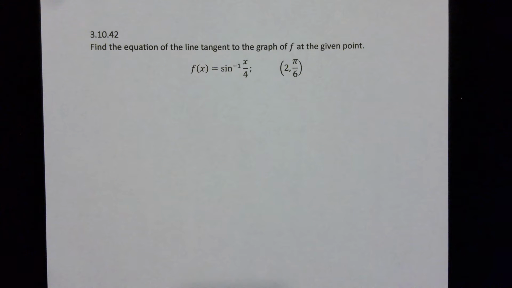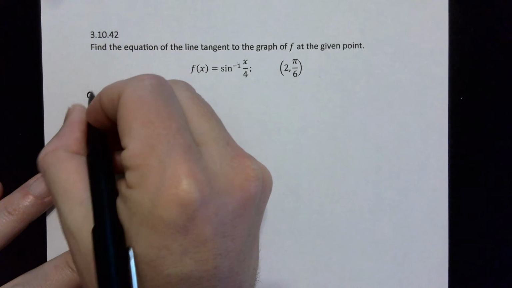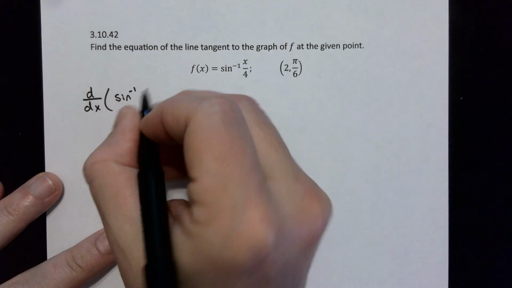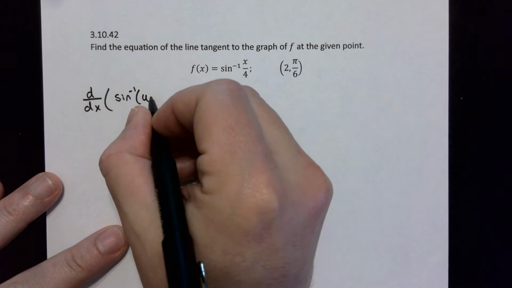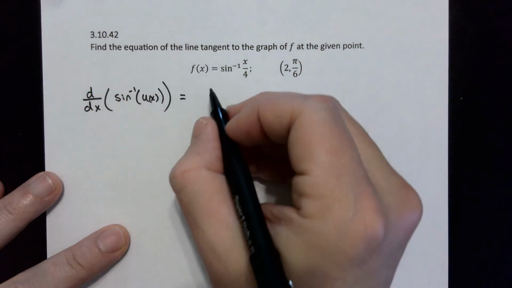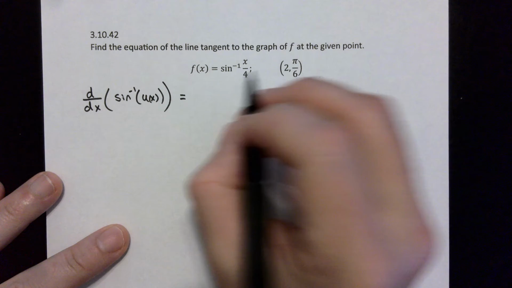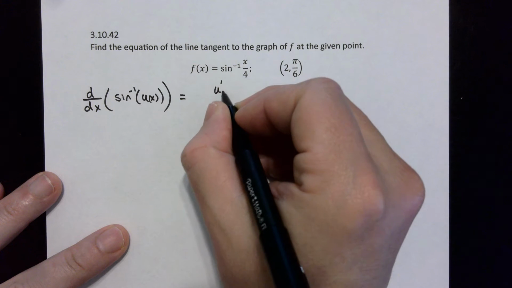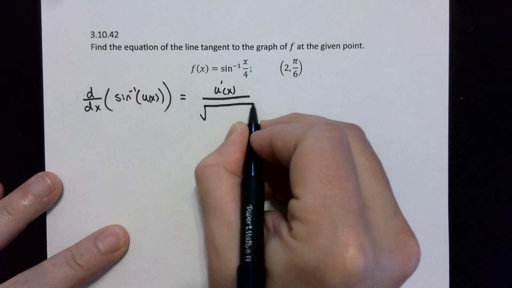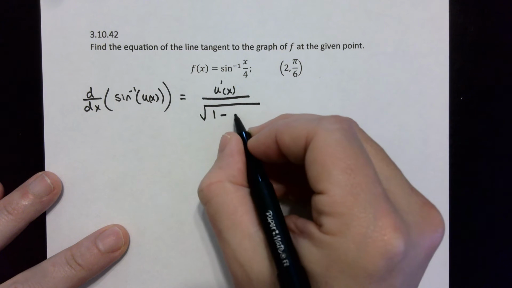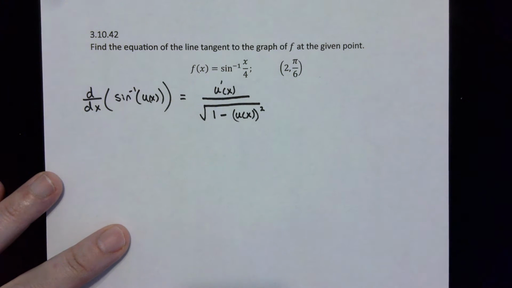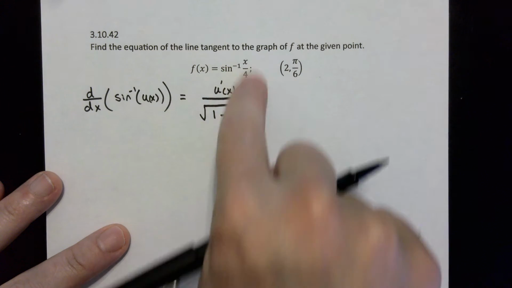Okay, so whenever you're wanting to take the derivative of an inverse sine function, so d over dx of sine inverse, and that inverse sine function has a function inside of it, we'll call that function u of x. Okay, here's how you do that. You multiply the fraction that you get by the derivative of the inside. So we'll just put that on top. So u prime of x divided by, and then the square root of 1 minus u of x squared. Okay, so obviously u of x for us is x over 4.